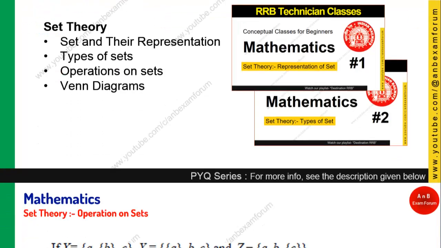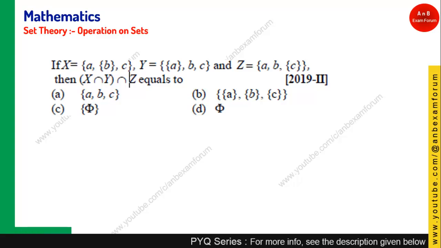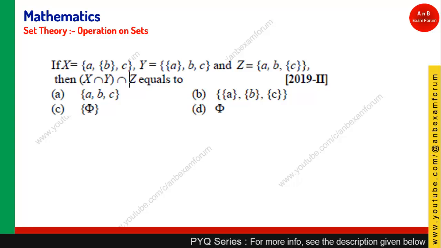Coming to the first question, it is on your screen. There are several notations in this question. If you don't know the basics of set theory, you should go back and study that chapter and come back to this video, otherwise you will not gain anything. The question says there are 3 sets X, Y, Z, and this operation is given. You need to tell what will be the simplification of this operation. This is a very easy one.